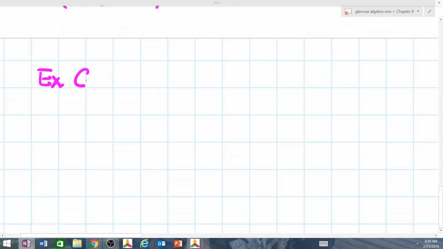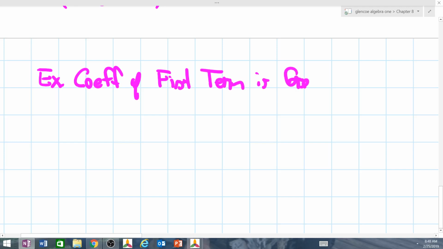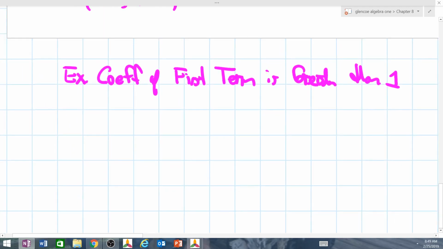Examples. So we're going to do an example where the coefficient of the first term is greater than 1. Let's go ahead and try this: 2x squared plus 15x plus 18. Please listen to me, this is extremely important. If you can't find something that multiplies to the third term and at the same time adds to the middle term, then your polynomial, or in this case your quadratic, has no solution.